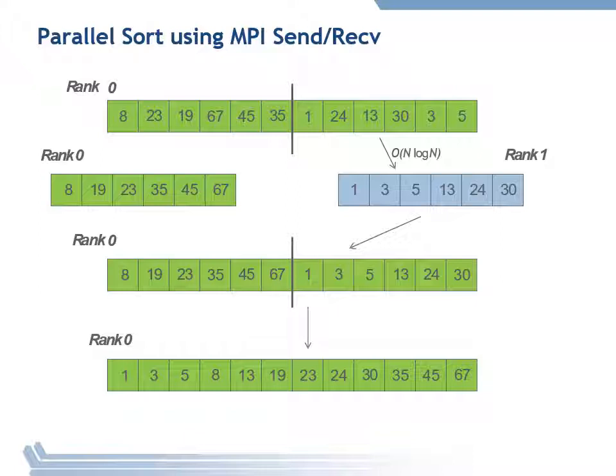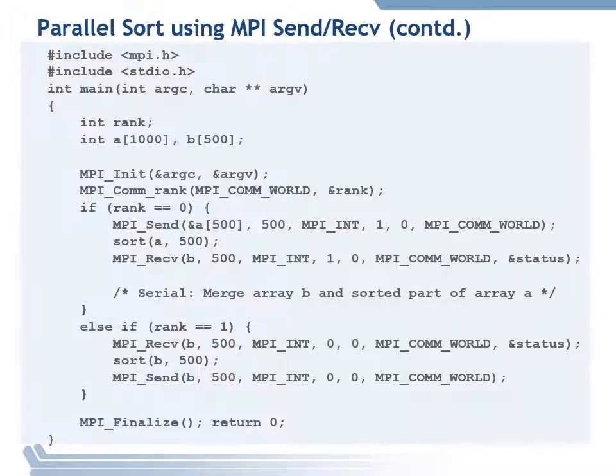Rank 0 holds unsorted integers, and in a later step the data is divided between rank 0 and rank 1, where the leftmost part goes to rank 0 and the rightmost part goes to rank 1. The final step is getting fully sorted integers. So this is a simple program about parallel sort using MPI send and receive.